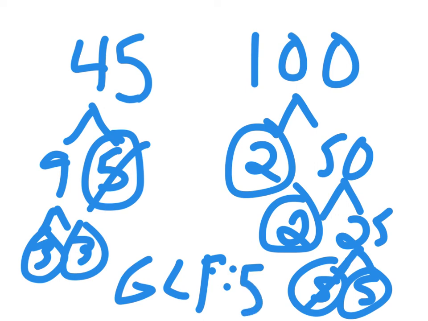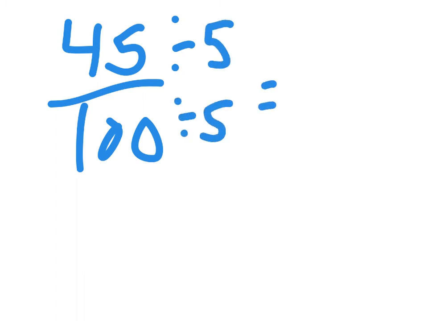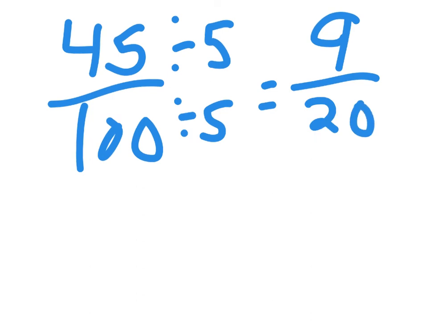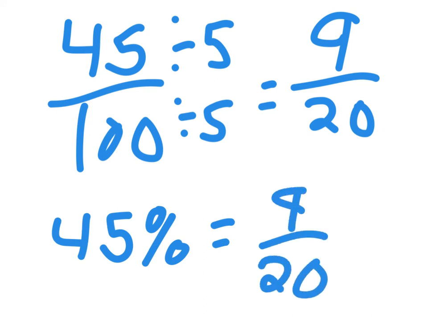Okay, now we're going to move over and divide 45 and 100 by 5. All right, we have 45 over 100 and we're dividing both by 5. 45 divided by 5 is 9. 100 divided by 5 is 20. So our 45% as a fraction, in simplest terms, is 9 over 20.